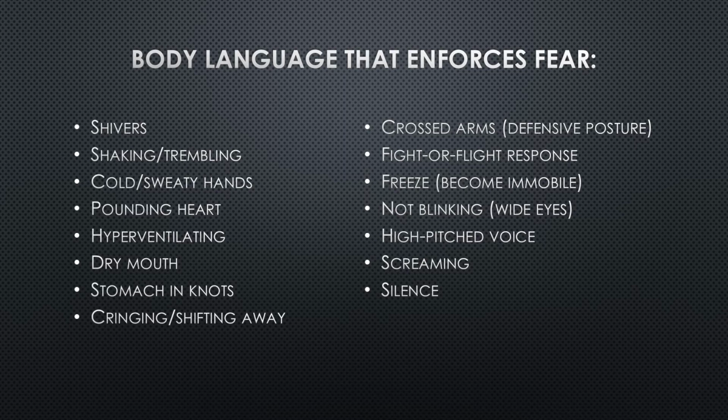They can shift away. Crossed arms, which is a defensive posture. Fight or flight response. And a part of that is also freeze. A character might not fight or flee. They might freeze and become immobile. That is a reaction that many people have when they see something that terrifies them. They don't move. And with that is not blinking. You're staring at something that you're afraid of, and your eyes are wide. You don't want to look away. You don't want to blink out of fear.